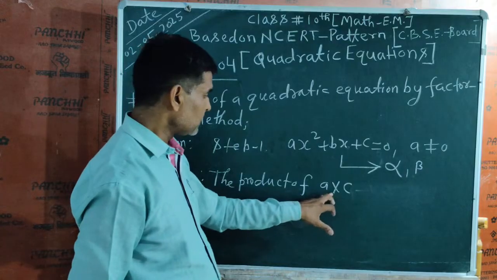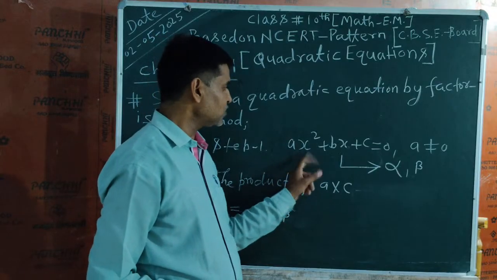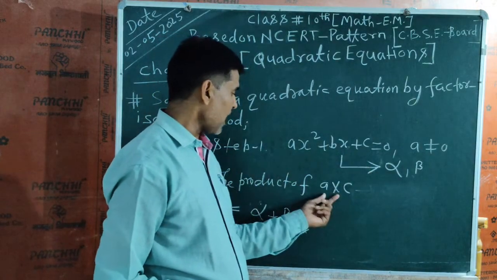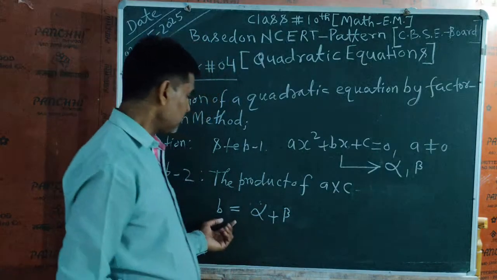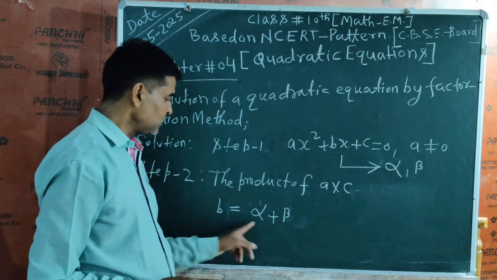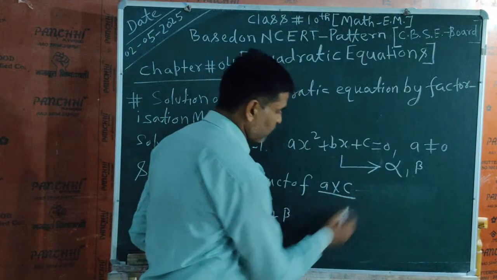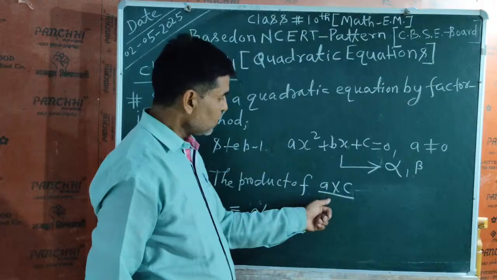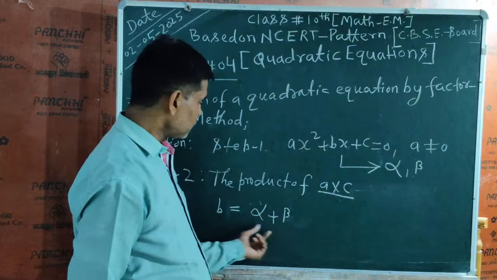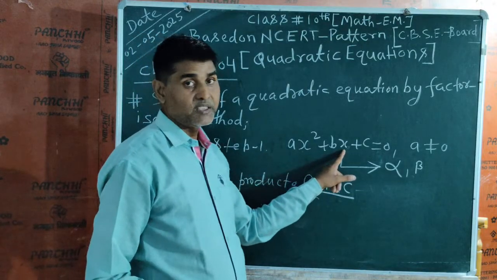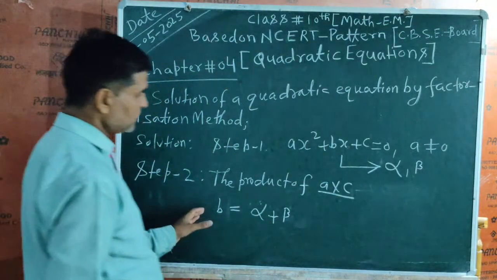But here we have to take the multiplication of these two values. A is the coefficient of x square and c is the constant term. So I will get its multiplication. After getting its multiplication, I will take the coefficient of x, which is equal to alpha plus beta. So from this information I will say one value is alpha and the other value is beta. So I will take the summation of these two values, and that will be the coefficient of x. Okay student, so it is clear, I hope that. So according to this way I will solve.